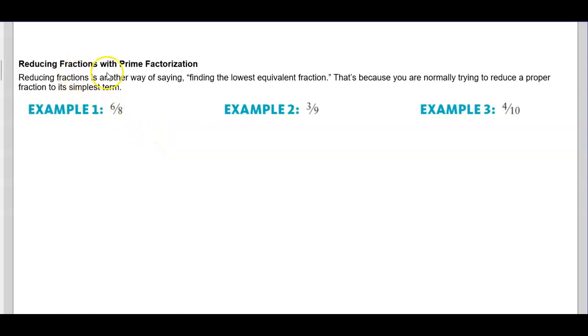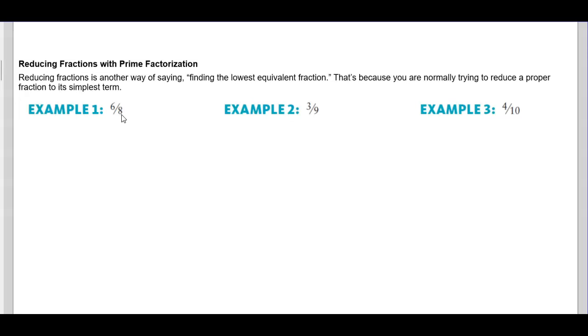Okay, now reducing fractions with prime factorization. Reducing fractions is another way of saying find the lowest equivalent fraction. That's because you are normally trying to reduce a proper fraction to its simplest form. Let's take a look at 6/8. Now, this is one way of being able to reduce the fraction by using prime factorization.